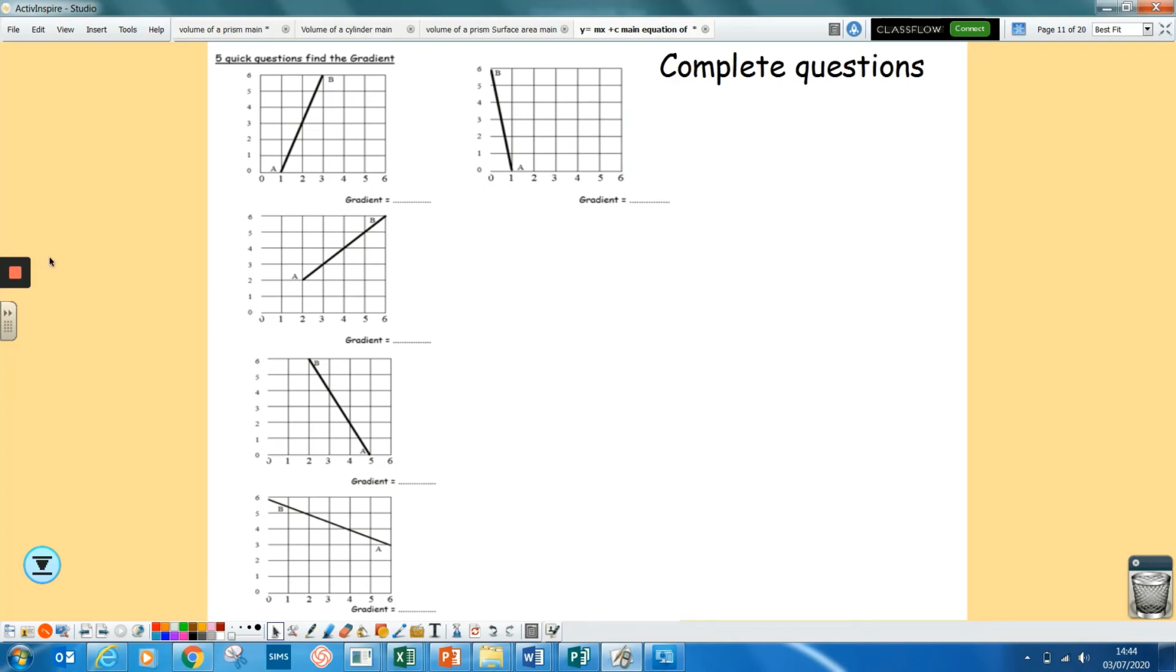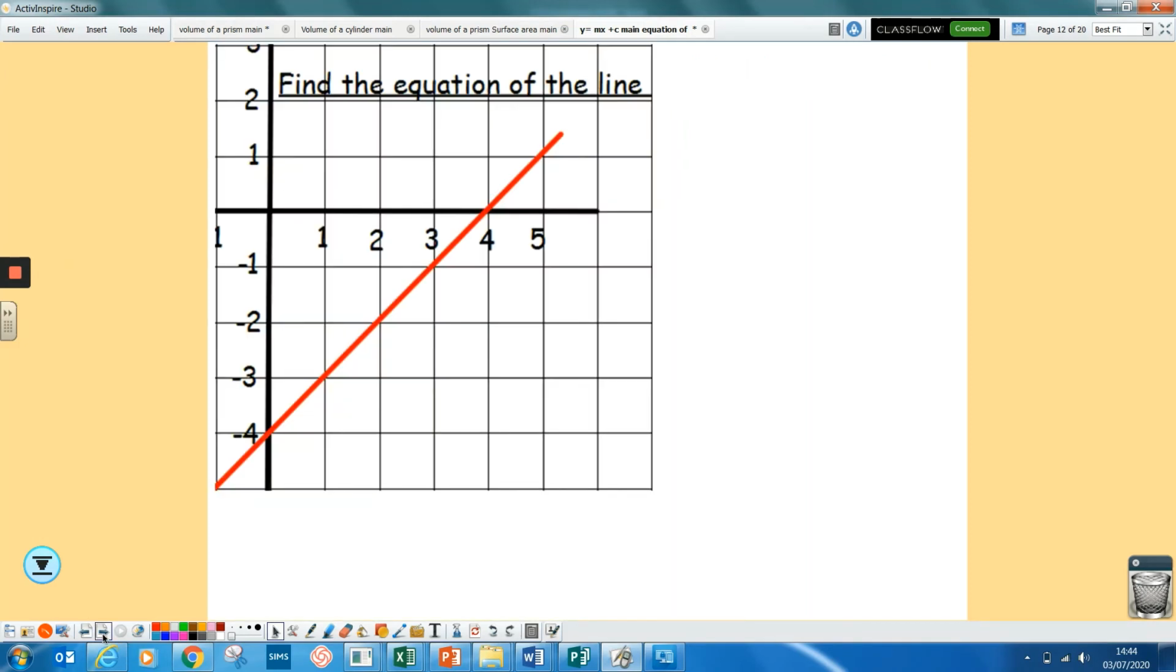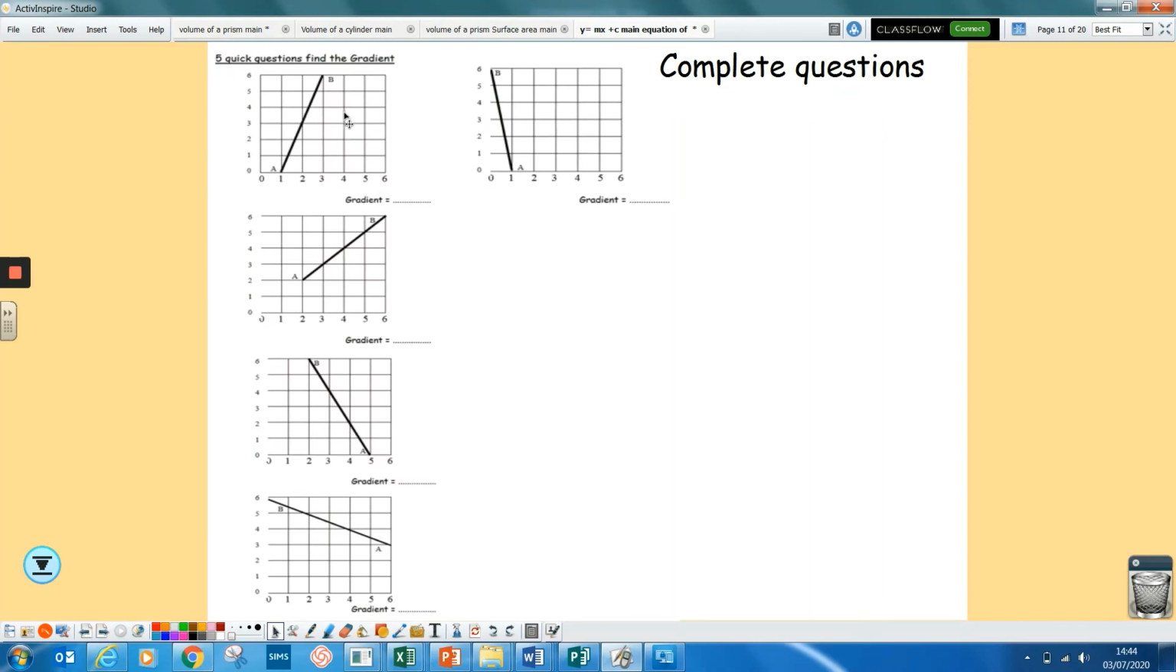Right then, hopefully you've had a go at those on the sheet you printed off, and your answers. You've got a gradient of 3, gradient of 1, this would be minus 2, this one would be minus, I think it's a half, and this one would be minus 6.